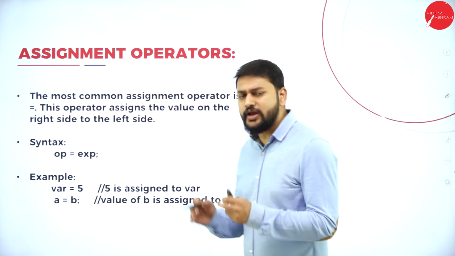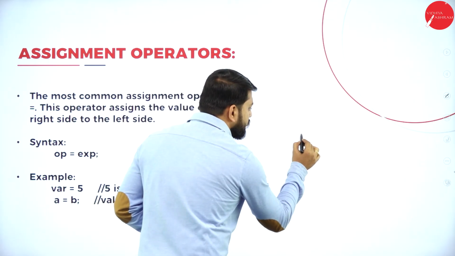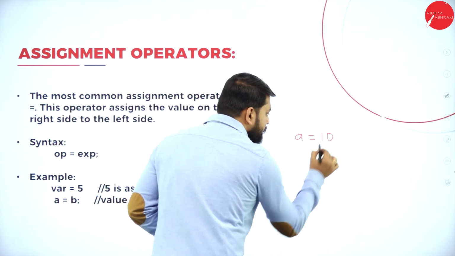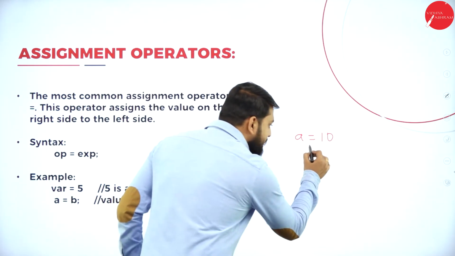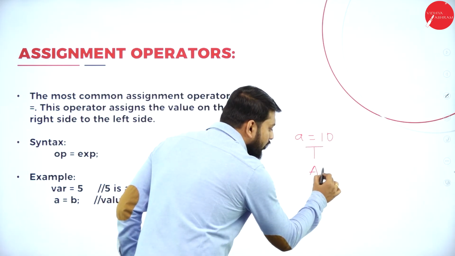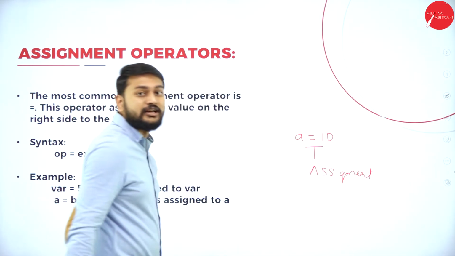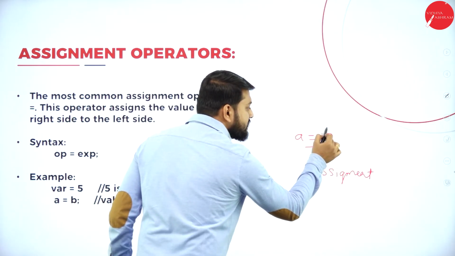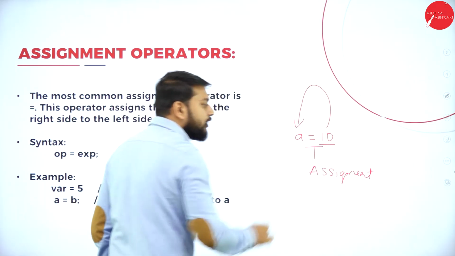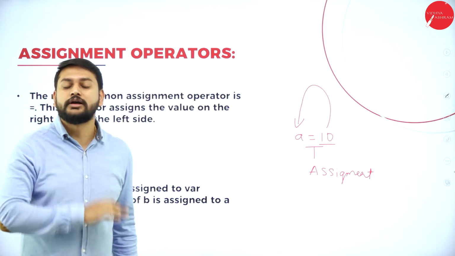Assignment operator. It's very simple. Please listen here. Say for example, A is equal to 10. Why do I use this equal sign? It is treated as the assignment operator. Please remember this: whatever value I have on the right hand side will get assigned to the left hand side. That is very important that you need to understand.